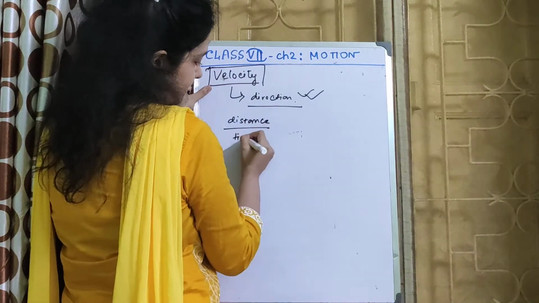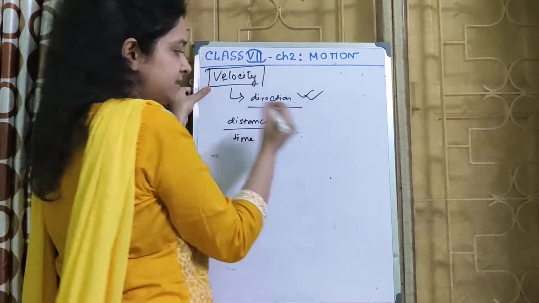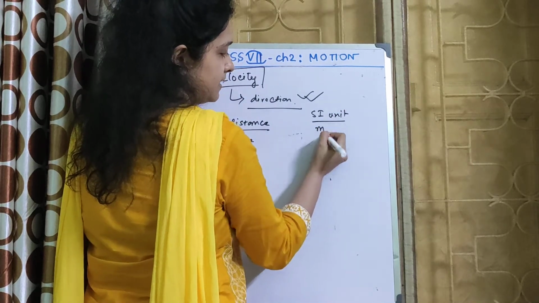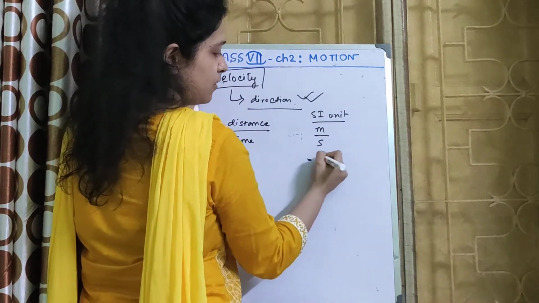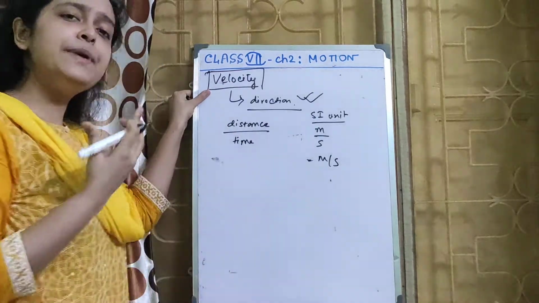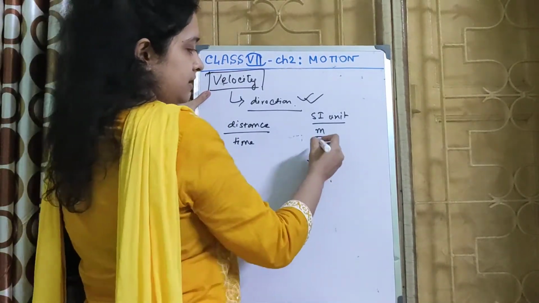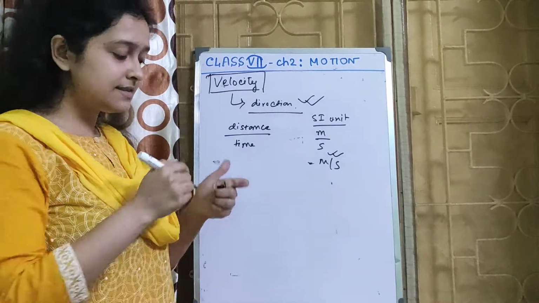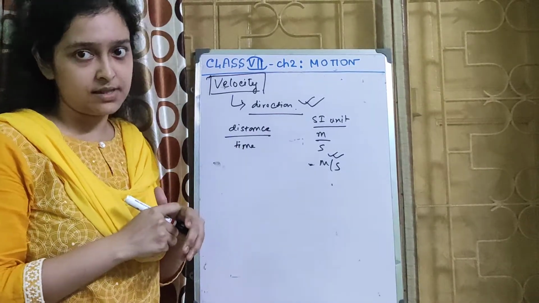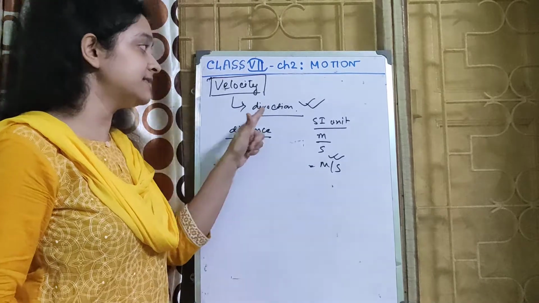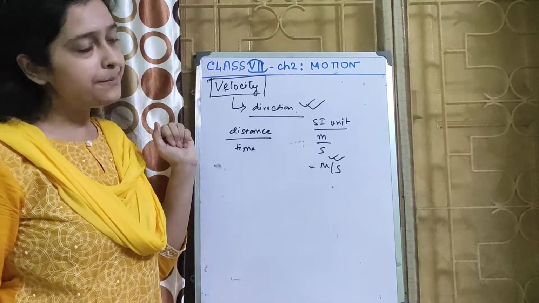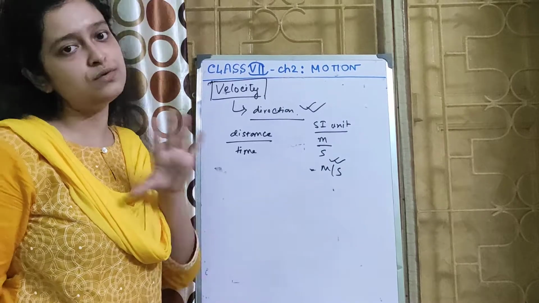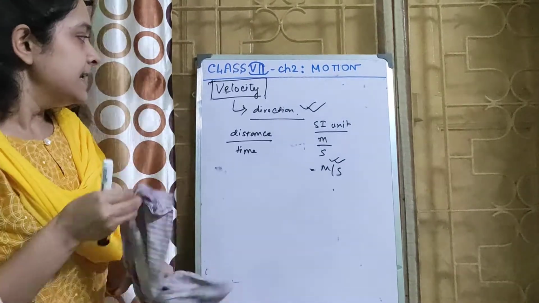Mathematically, velocity is equal to distance by time. So, what will be the unit? The SI unit of distance is meter, and of time is second. So, meter per second. Speed also has the same unit. Then the difference is they are not the same physical quantities. Velocity has a direction also, unlike speed, which only has magnitude, no direction to specify.